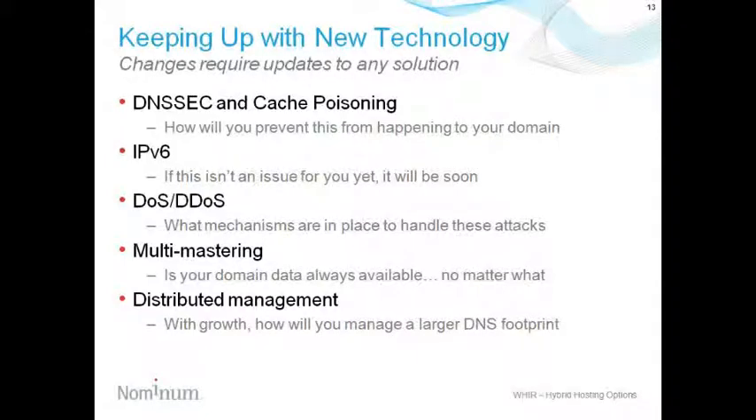IPv6. As a hosting provider, that may or may not be something you guys are thinking about right now, but I can promise you this, whether it happens today or it happens next week, it will be happening, and it's going to be coming more and more in the coming weeks and coming months and the coming year.